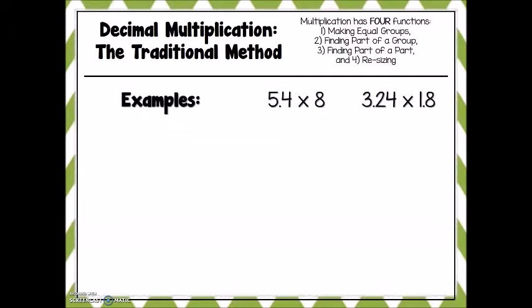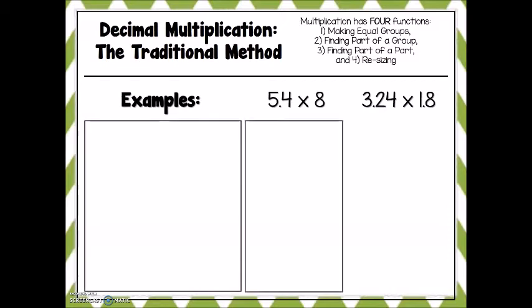We might be making equal groups, we might be finding a part of a group, we might be finding a part of a part, or we might be resizing something. For any of these types of story problems, you can use the traditional method if it's what you like best. So we'll look at 2 examples first, 5 and 4/10 times 8, and 3 and 24/100 times 1 and 8/10.